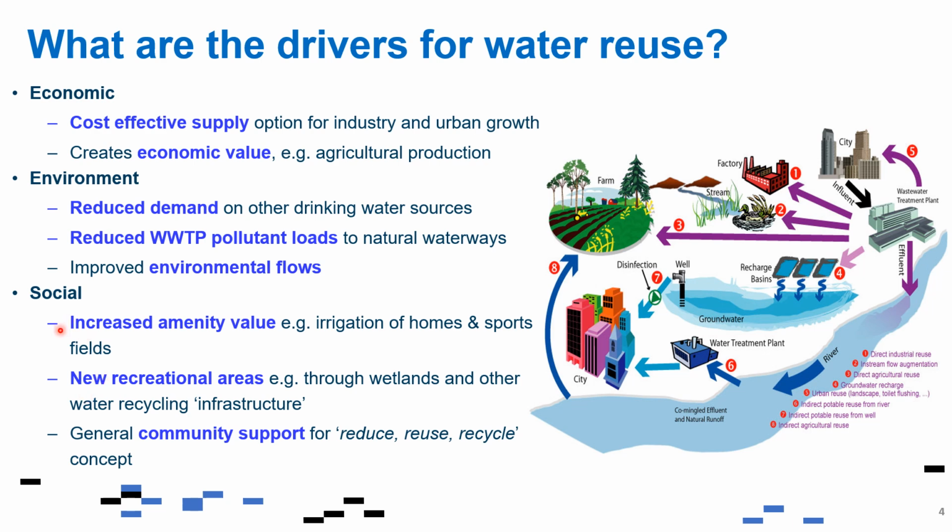In the social aspect, sometimes it can increase the amenity value of your place, for example irrigation of homes and sports fields, meaning that if you are practicing sustainability, people will see it in a positive way, and so it also increases the value of your location. There are also new recreational areas. The wetlands and other water recycling infrastructure could be a tourist spot or a place to visit, and also a place for recreation and general community support for the sustainability aspect of the reduce, reuse, recycle concepts. This is more of a green living way, so it is positively accepted by the community.